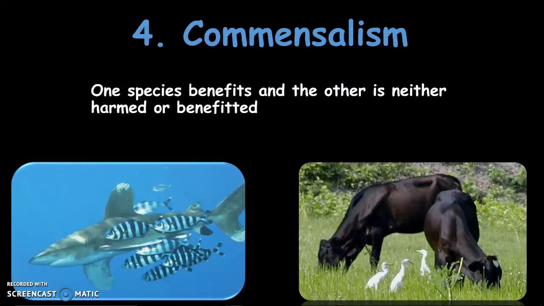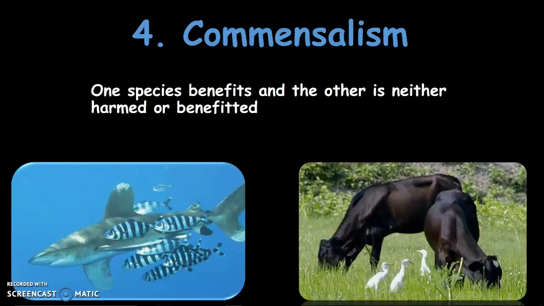Interaction number four is commensalism. And in commensalism, one species benefits and the other is neither harmed nor benefited. So here's a prime example. We'll see this in the ocean a lot, where we will have a larger fish, in this case the shark, and some smaller fish decide to tag along. And what's going to happen is the smaller fish are going to benefit because they're going to get protection or maybe even get some scraps of food. However, that's not going to affect the shark really. The shark isn't going to benefit or be harmed.